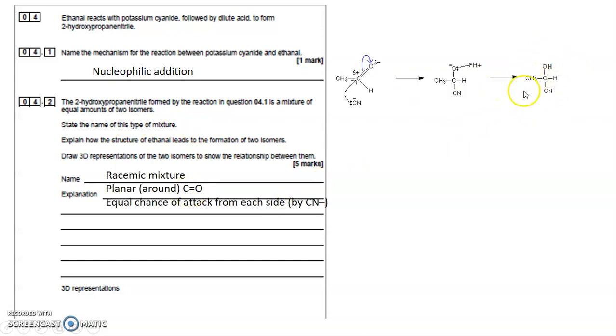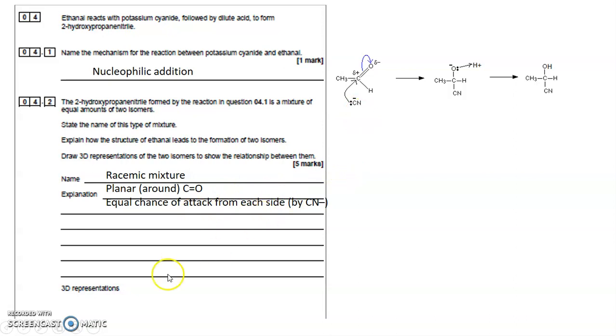And the reason it's a racemic mixture with equal amounts is because this cyanide ion has got an equal chance of attack from above or below. If it attacks from above, it makes one enantiomer, one mirror image. If it attacks from below, it makes the other mirror image, so you get 50% of each, equal amounts of each, because there's an equal chance of attack from above and below. That's because this C double bond O is planar, so there's an equal chance of attack from each side.